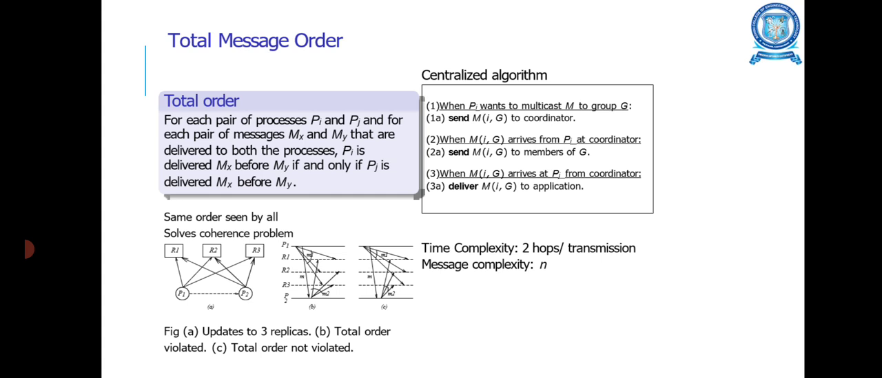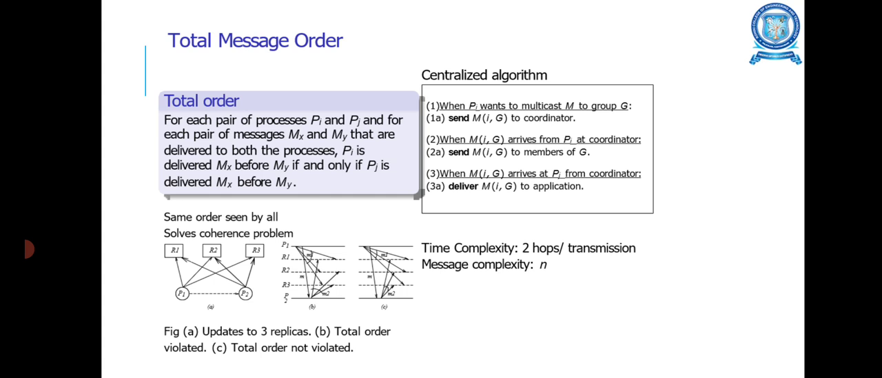Here the centralized algorithm is used for total ordering. Each process sends the message it wants to broadcast to a centralized process, which relays all the messages it receives to every other process over FIFO channels. When process Pi wants to multicast a message M to a group, then send M(i,g) to a central coordinator. When M(i,g) arrives from Pi at the central coordinator, then send M(i,g) to all the members of the group. When M(i,g) arrives at Pj from the central coordinator, deliver M(i,g) to the particular application.